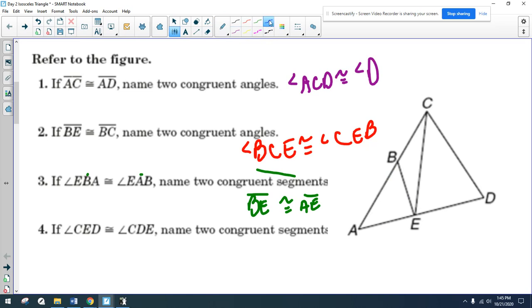Okay, and then 4. So in number 4, I've got angle CED. So CED, if I highlight it, is this angle. And CDE is that angle. Name the two congruent segments. That would make this the vertex angle. So those are your two congruent sides. So segment CD and segment CE. Okay.